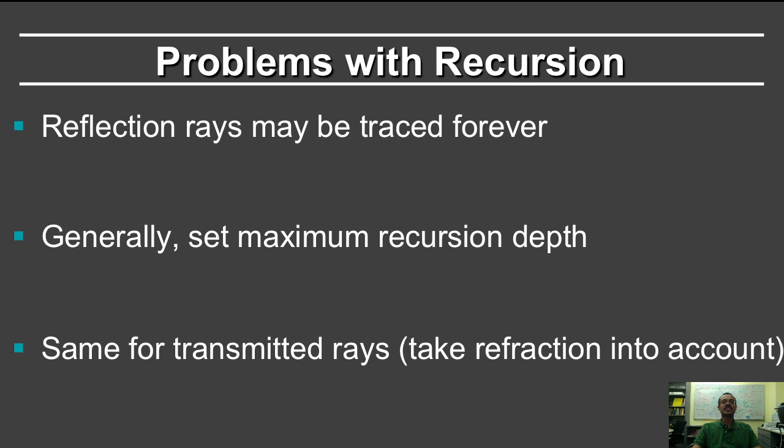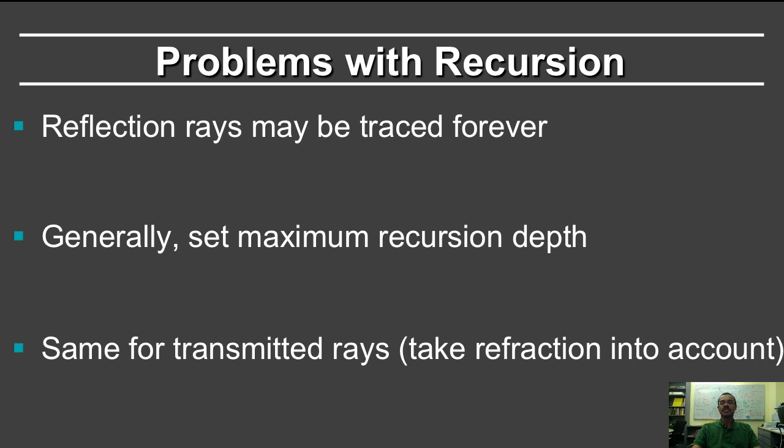Of course, recursion is one of the great inventions in computer science. It allows us to greatly simplify algorithms. It makes ray tracing so much simpler to implement in such a deep and elegant algorithm. However, recursion may go on forever, and so consider a hall of mirrors where reflected rays keep bouncing back and forth and they go on forever.